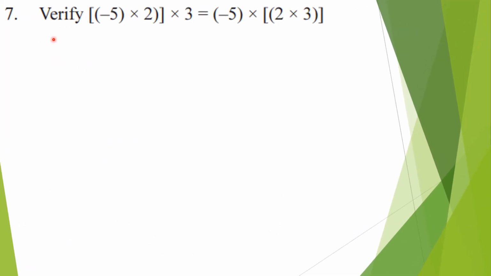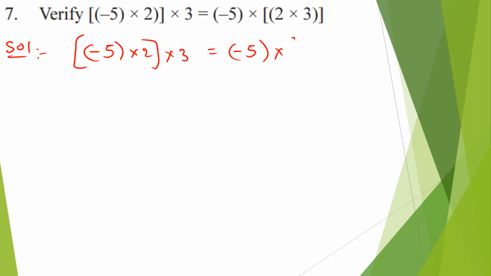Question number 7. Verify that minus 5 into 2 into 3 equals minus 5 into 2 into 3. Here they have given the associative property under multiplication. So let us do the solution. Let us verify it. Here we take minus 5 into 2 into 3 is equal to minus 5 into 2 into 3. That is what they have given, right?